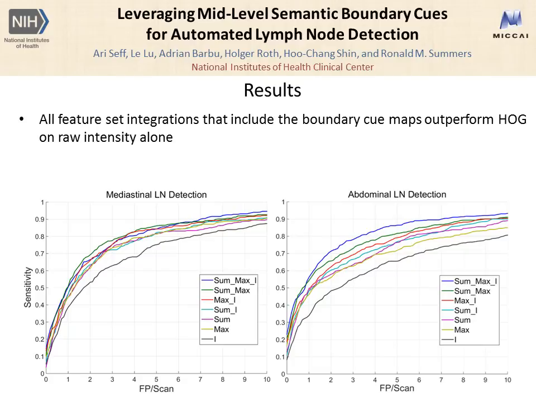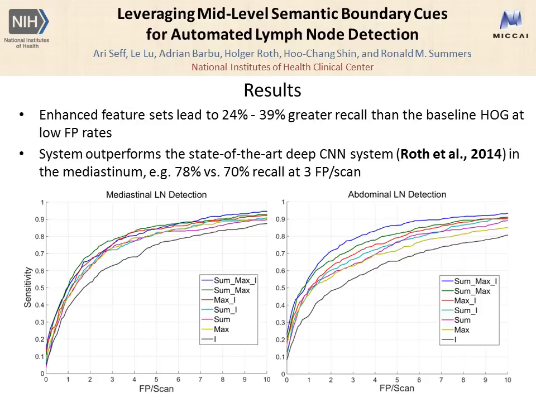We train and test our models for each target region separately. Evaluation is carried out via 6-fold cross-validation across disjoint sets of patient CT scans. The 3 input maps, sum map, max map, and the raw CT intensity image, allow for 7 distinct integrations of feature sets to be tested. All 6 integrations that include at least one boundary Q map end up outperforming HOG on raw intensity alone. The top-performing feature sets exhibit 24 to 39% greater recall than the baseline HOG at clinically relevant low false positive rates.